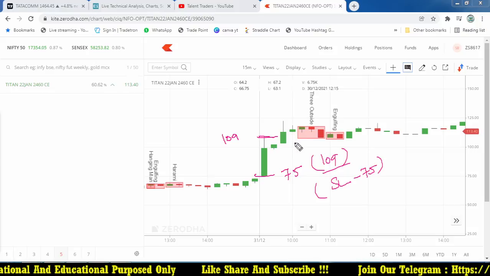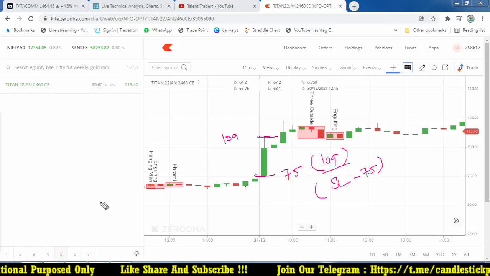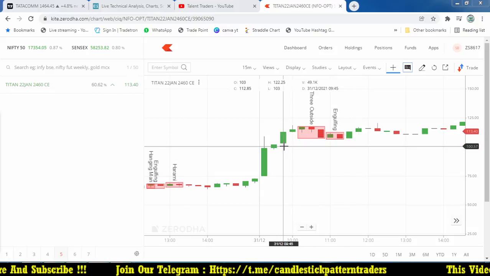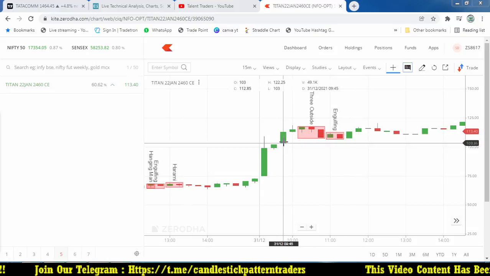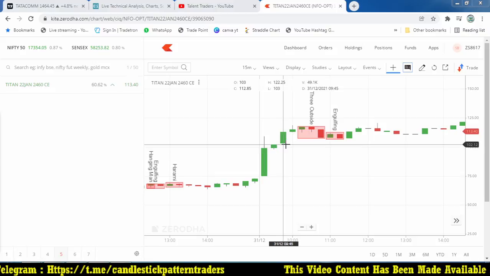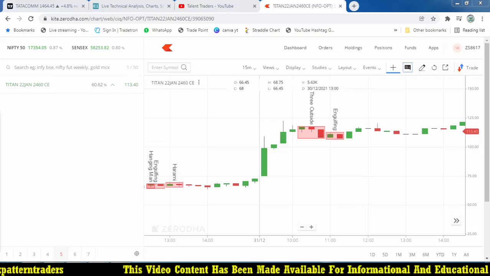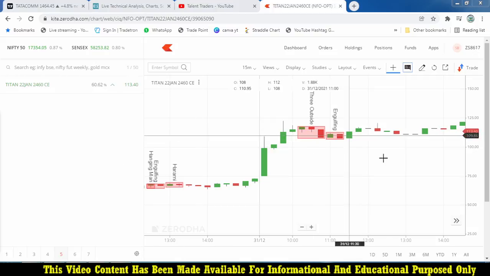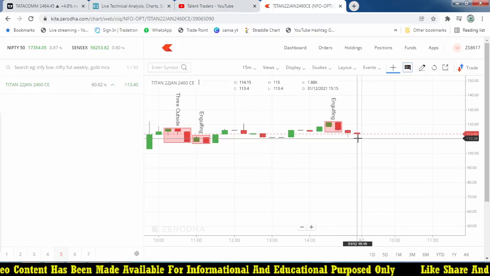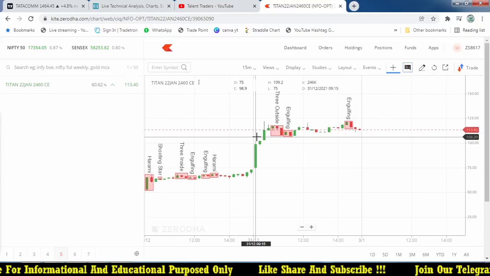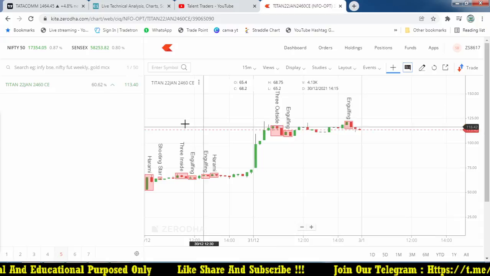After that breakout, it went up to a maximum of around 122.25. From almost 10 rupees, it gives you a large profit, as the lot size of this stock is around 375, so more than 3000, and at the end of the day it closed at 113.4. It is an intraday opportunity. The breakout generated a good profit.